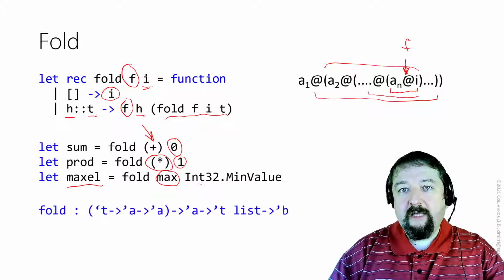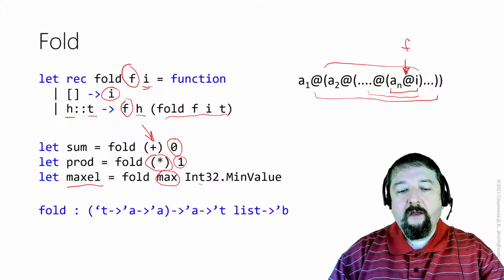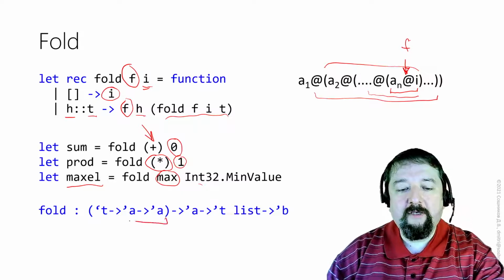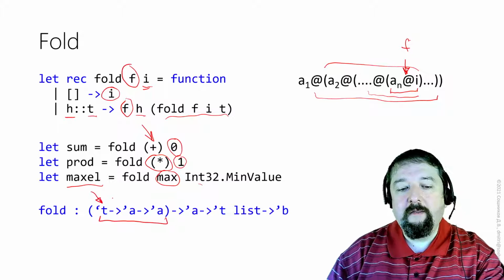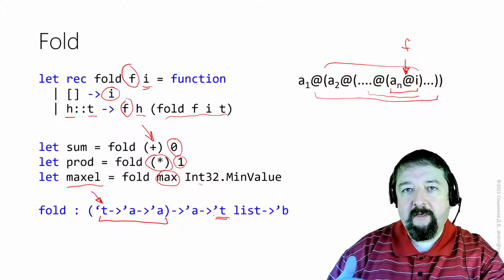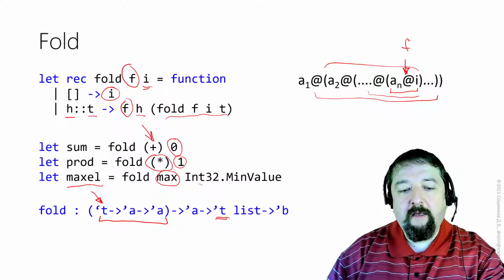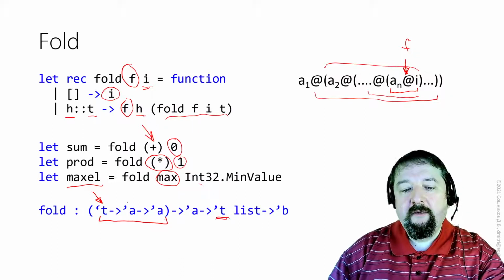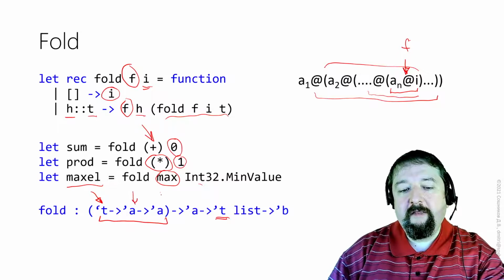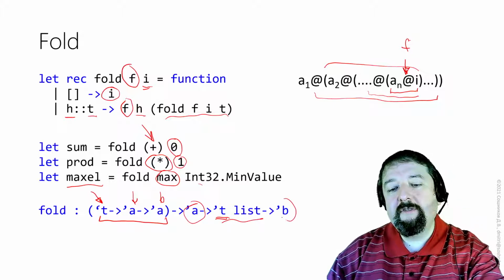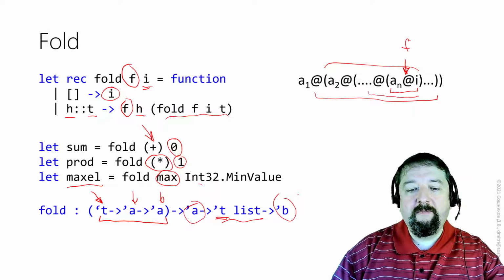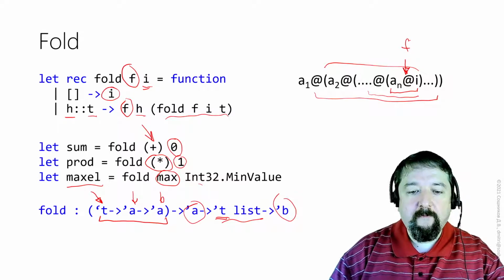If you consider typing, the typing of this function fold is the following. We pass the function f, and the function f takes t, which is the type of elements of the list, and then a is the type of accumulator. So it takes the accumulator and it returns accumulator, and it takes the initial value of accumulator and the list and returns some resulting value.